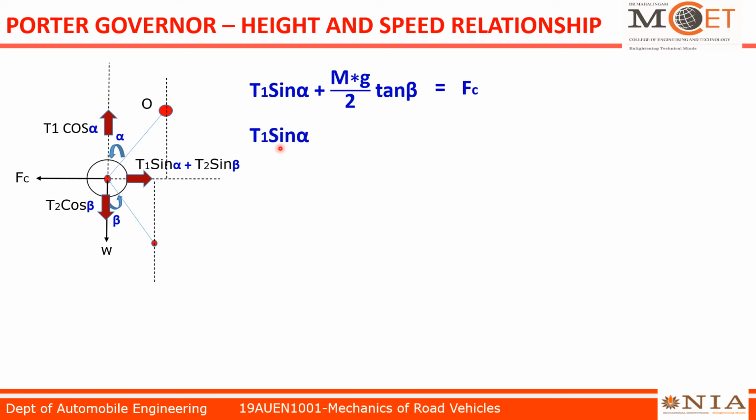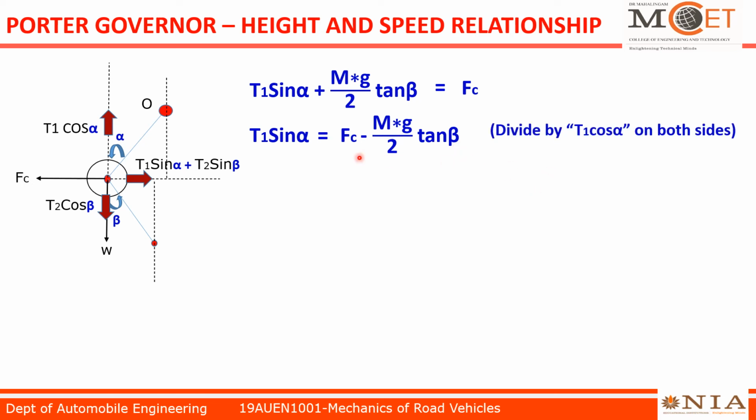If you resolve this again, T1 sin alpha equal to (Fc minus mg) divided by 2 tan beta. These two sides are divided by T1 cos alpha. We get T1 sin alpha divided by T1 cos alpha equal to tan alpha, because T1 is cancelled. We get sin alpha divided by cos alpha equal to tan alpha equal to (Fc minus mg by 2 tan beta) whole divided by T1 cos alpha.